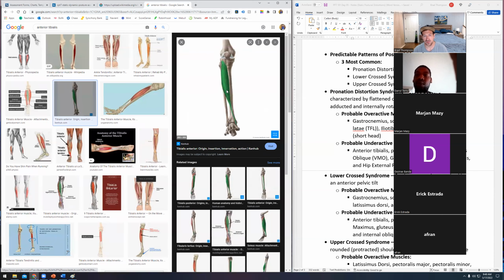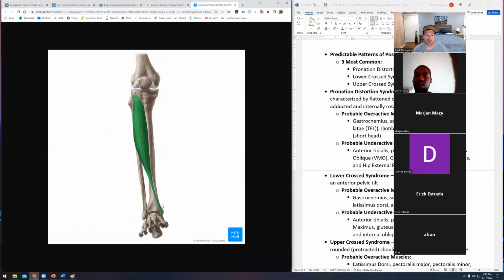So it lives just on the front of your shin. It's in charge of dorsiflexion, okay? So plantar flexion, pointing your toe, that's what your calves do, is the opposite. We're sort of too good at that. So we want to get better at dorsiflexion. We want to get better at pulling our toe back towards us. So we're going to work on that one right there.